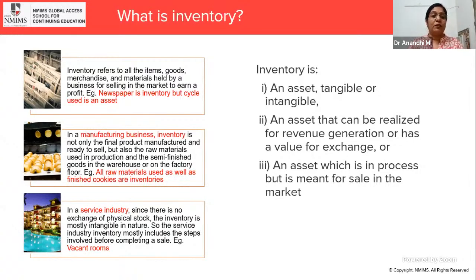In a manufacturing business, here all raw materials used to prepare the cookies as well as the finished cookies are all your inventory. So the dough, the ghee, the atta, the maida, whatever you are using to make the cookies, they are raw material inventory. And when the production function happens, it is work in progress inventory. And when the cookies are rolled out for sales purpose, that is finished goods inventory till it gets sold out.